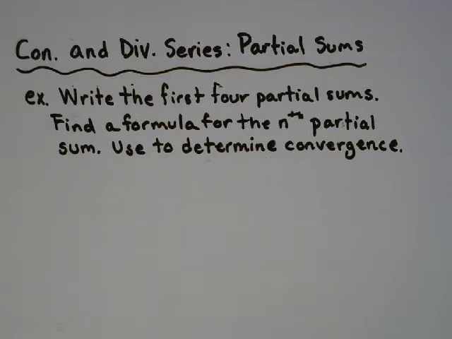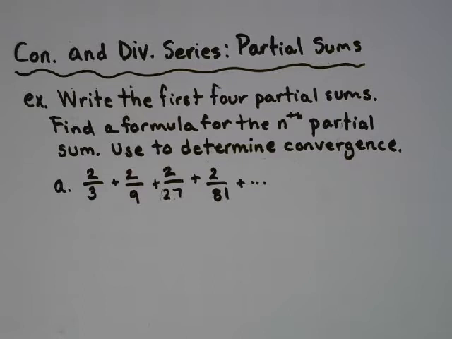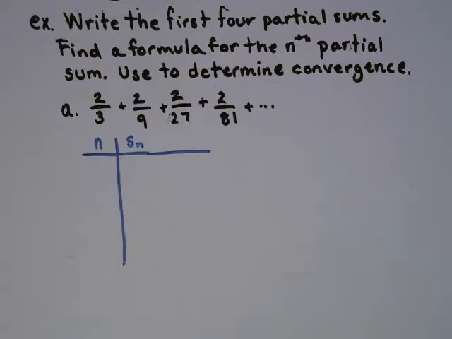So to illustrate this, we're going to write the first 4 partial sums, then find a formula for the nth partial sum, and then use that to determine if there is a limit and therefore if the series is convergent or not. So first we're going to look at the series 2/3 plus 2/9 plus 2/27 plus 2/81.